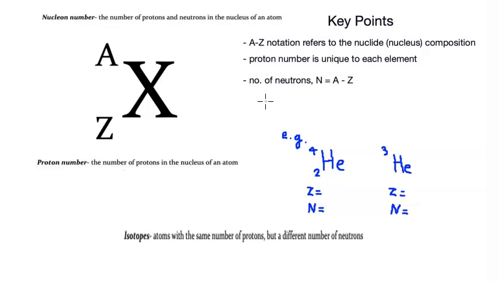Okay, so this is going to be a video on AZ notation, which is just a notation used to specify what particles a nuclide or nucleus is made of. The definition of a nuclide is just an atom with a specific number of protons and neutrons, which is actually quite similar to the definition of an isotope, which I'll talk about later.